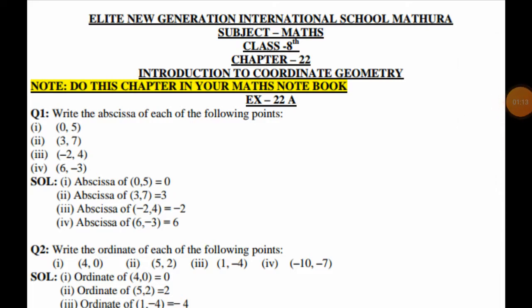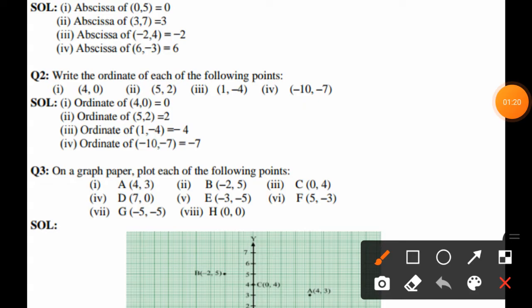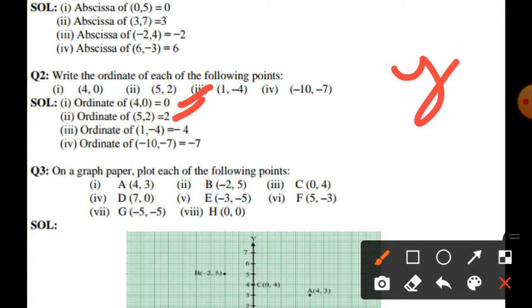Similarly, see question number 2: write the ordinate of each of the following points. Ordinate means the y value. In the first point (4, 0), 0 is the ordinate. Similarly, here 2 is the ordinate. In (1, -4), -4 is the ordinate, and in (-10, -7), -7 will be the ordinate.